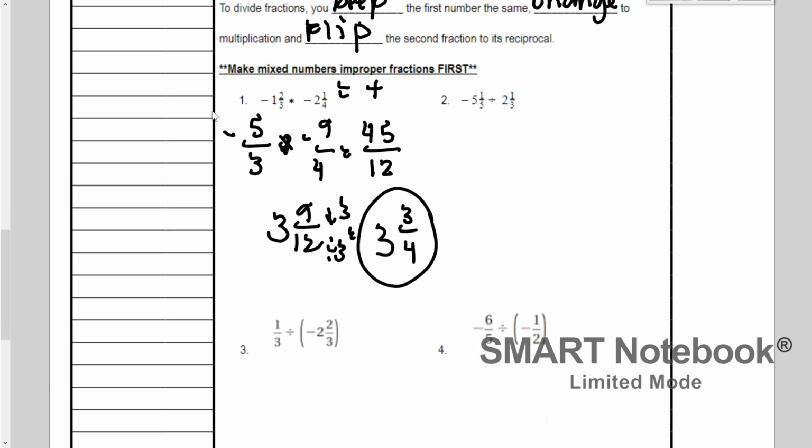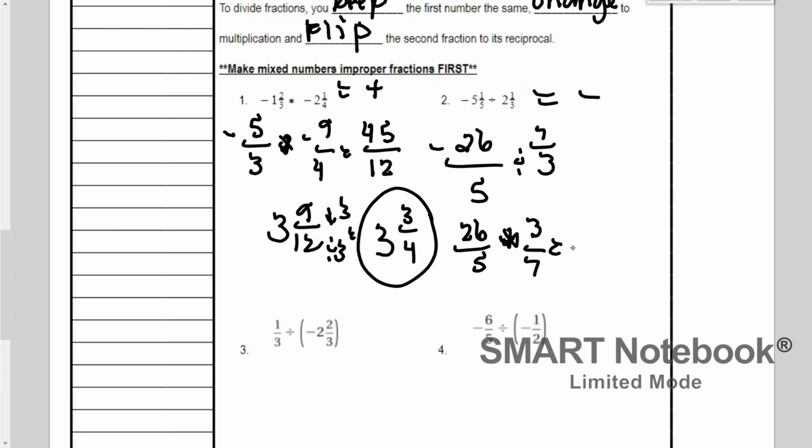Let's practice some dividing. Okay, again, same idea. First thing we have to do is make them improper. So we have 5 times 5 is 25, plus 1 is 26. Let's say negative 26/5 being divided by 6 and 7/3. From here, we know a negative divided by a positive is going to give us a negative answer. If we just write that down at the beginning, now we can forget about it. This stays 26/5. Change it to multiplication, flip the fraction upside down, so it becomes 3/7.